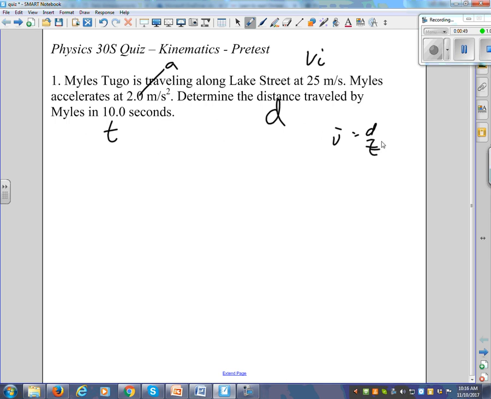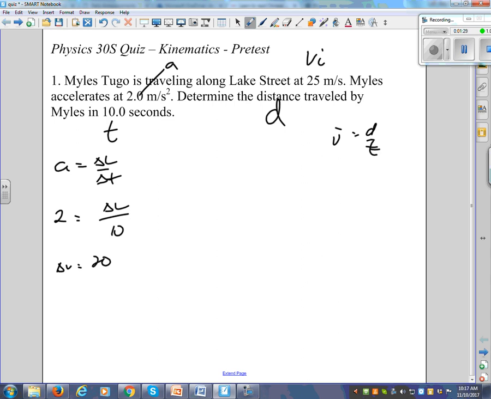Okay, so I got to find average velocity. To find average velocity, I got to know the initial, and I got to know the final. But I don't know the final, do I? How am I going to get the final? The only thing that I know is A and T and VI. The only formula that's got two of those things in it is A equals delta V over delta T. So the acceleration is 2. We're going to solve for the change in velocity, and the time is 10. So that means the delta V, the change in velocity, is 2 times 10, which is 20.